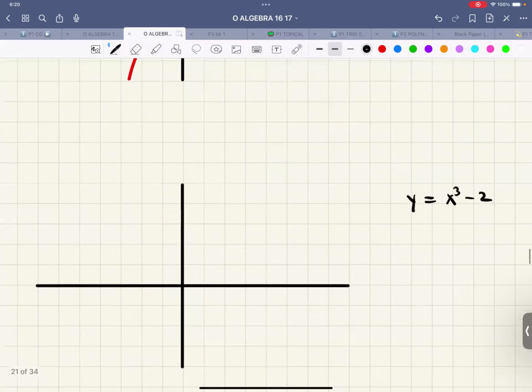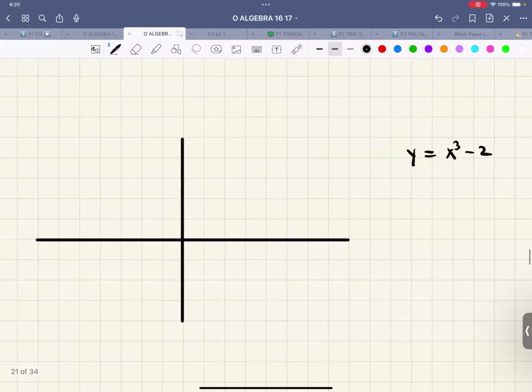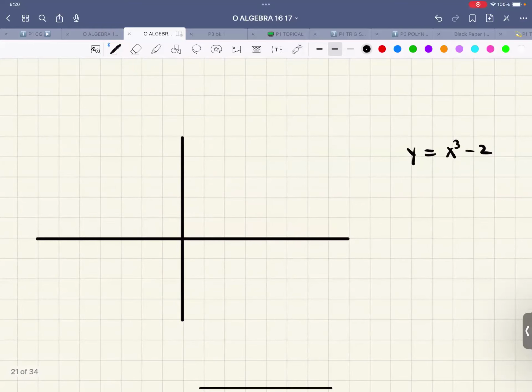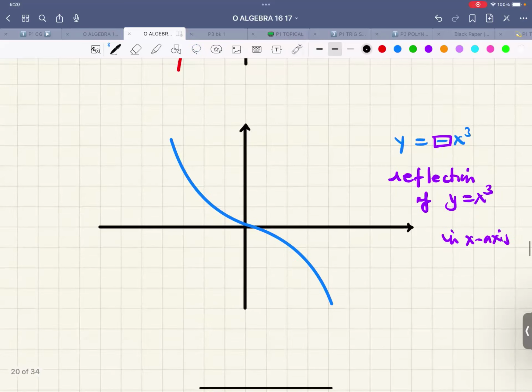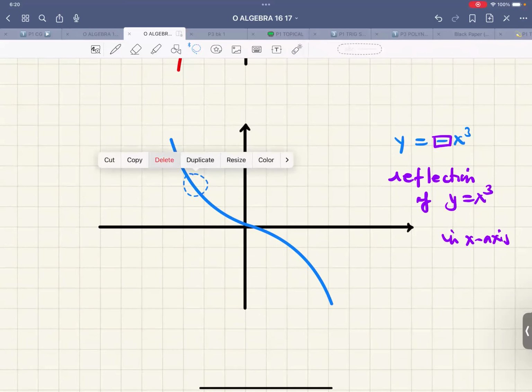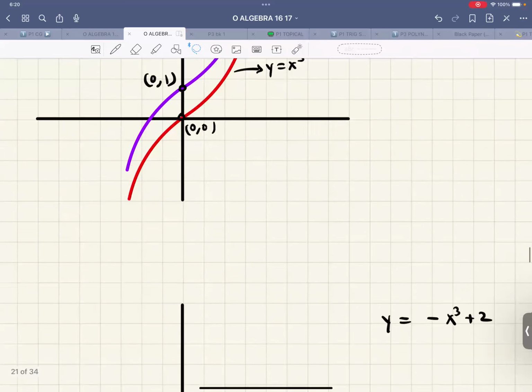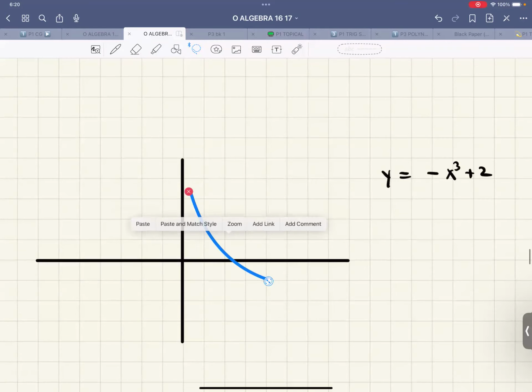Now the next one, y equals x cubed minus 2. Or let me just change the equation and let me write this thing as minus x cubed plus 2. Now this blue one is negative x cubed. So let me just copy this. And this is negative x cubed.